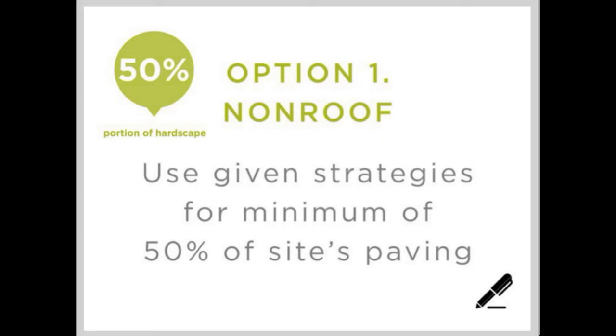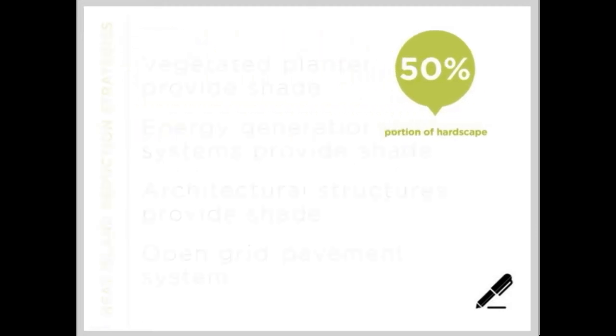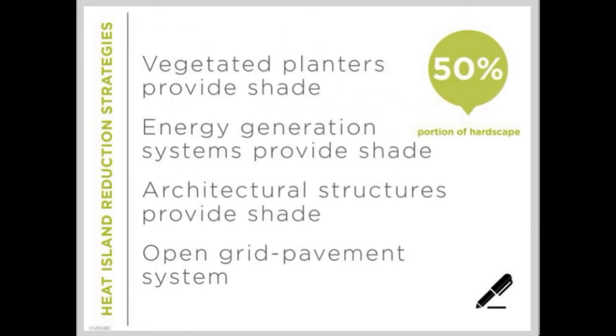Let's take a look at Option 1, which applies to non-roof surfaces. Projects should use any combination of strategies for a minimum of 50% of the site paving. Here is a list of strategies. Install vegetated planters and use the existing plant material, or install plants that provide shade over paving areas, such as playgrounds, on the site within 10 years of planting. Note that plans must be in place at the issuance of the occupancy permit and cannot include artificial turf.